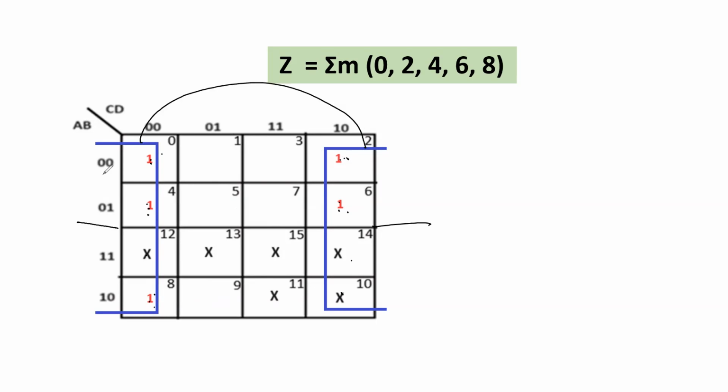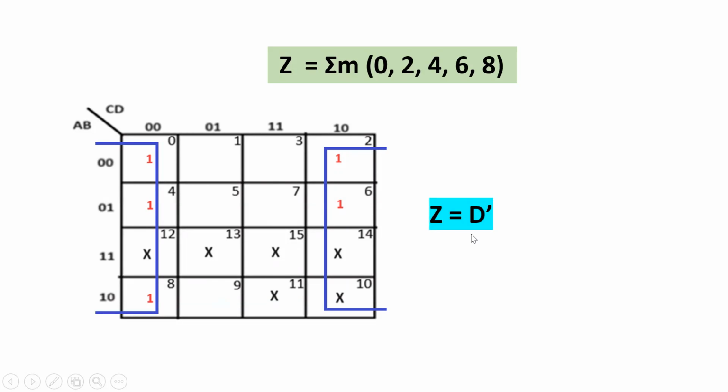So this group lies in 4 rows and these two columns. So 4 rows means A, B, both variables should be neglected. CD means for C, 0, 1, therefore C also neglected. D 0, 0, therefore D dash. 0 means complement form. The simplified Boolean expression is Z equal to D dash. These are the simplified Boolean expressions with the help of the K-maps.